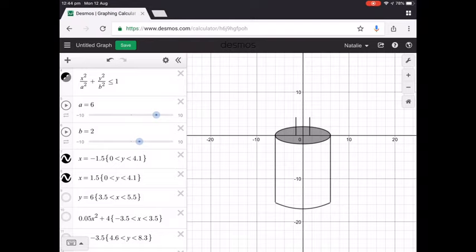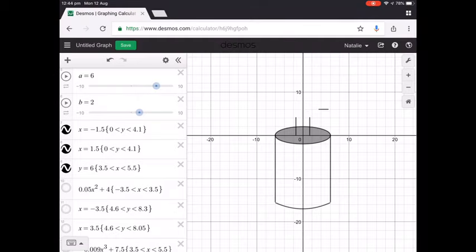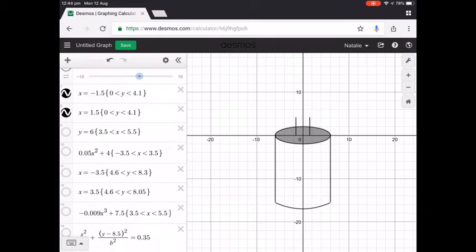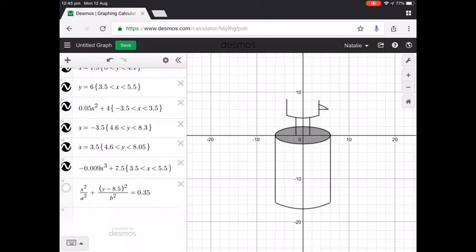I then added two parallel lines with the equations x equals negative 1.5 and x equals 1.5. I restricted them so that it could be in between 0 and 4.1 so that it could act as the neck of the soap bottle. I then added another parabola with the equation 0.05x squared plus 4, and I restricted it from negative 3.5 to positive 3.5 so that it could act as the bottom part of the soap dispenser.